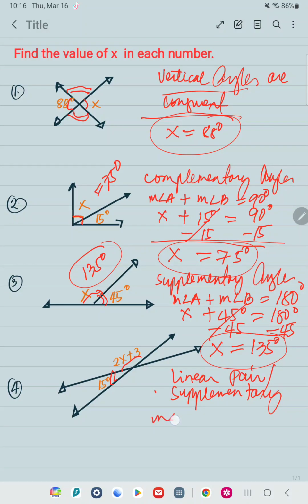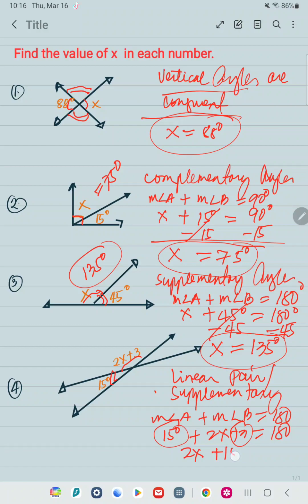So the measure of angle A, if we have two angles A and B, plus the measure of angle B is equal to 180. So let's have the first angle as 15 degrees, plus the second angle, 2x plus 3, is equal to 180. So we can solve now for x. We can add 15 plus 3, that is equal to 18. So we have 2x plus 18 is equal to 180 degrees. Subtract 18 on both sides.